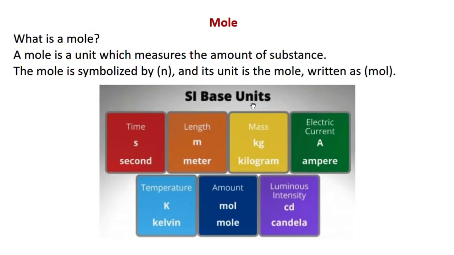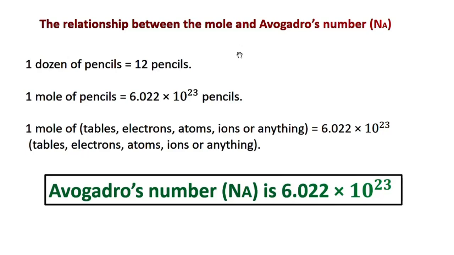And the mole is one of the 7 base units in the International System. We have second, meter, kilogram, etc. And we have mole. So mole measures the amount of substance in chemistry. We are going to learn about the relationship between the mole and Avogadro's number.